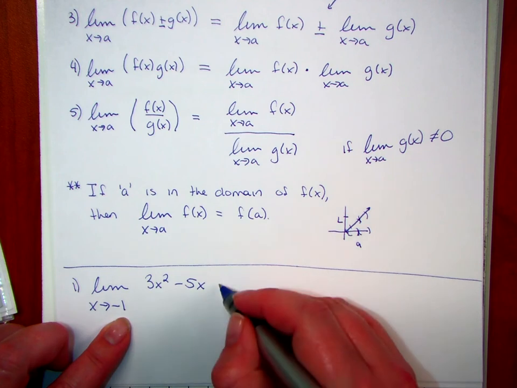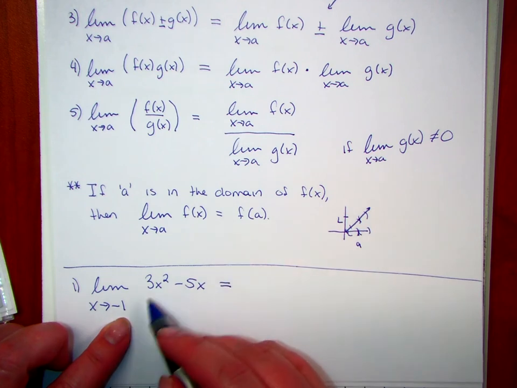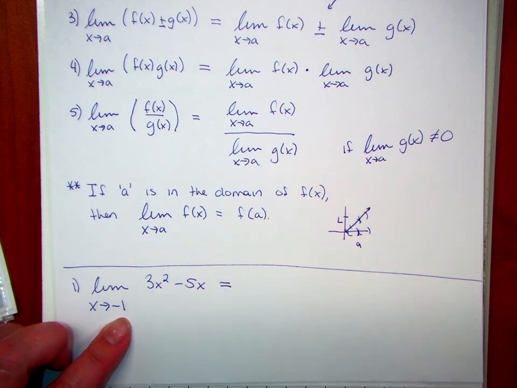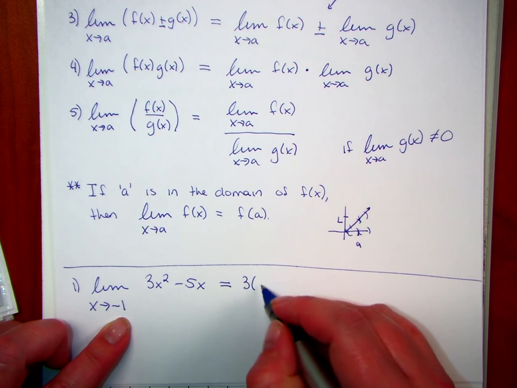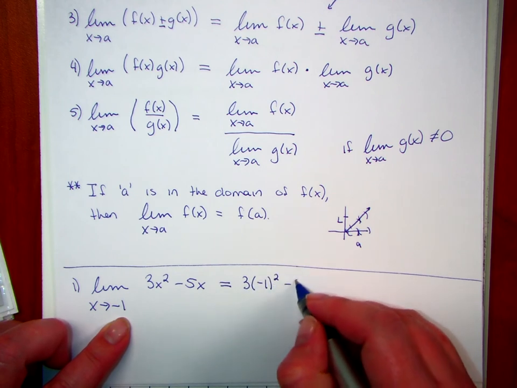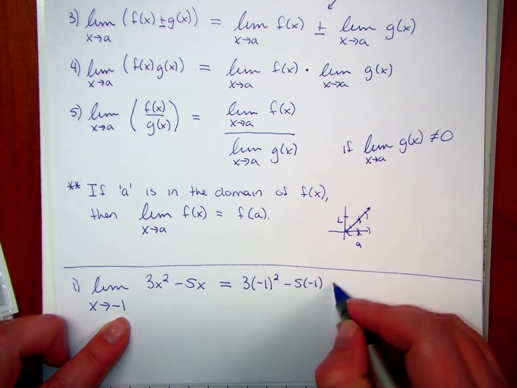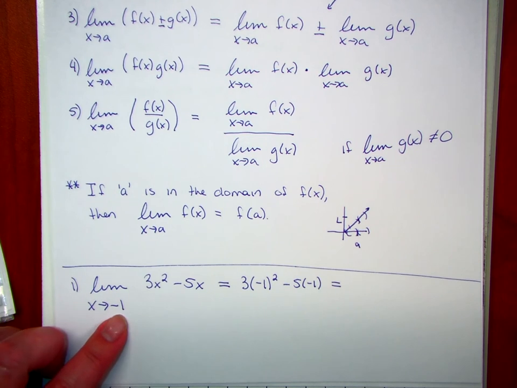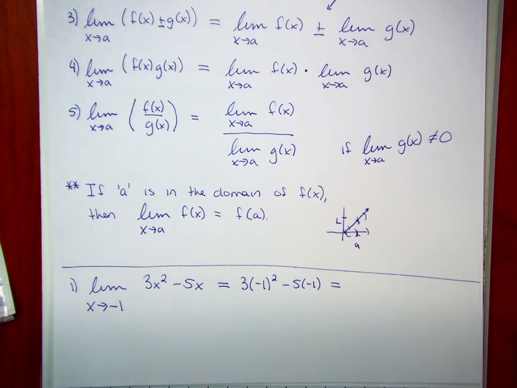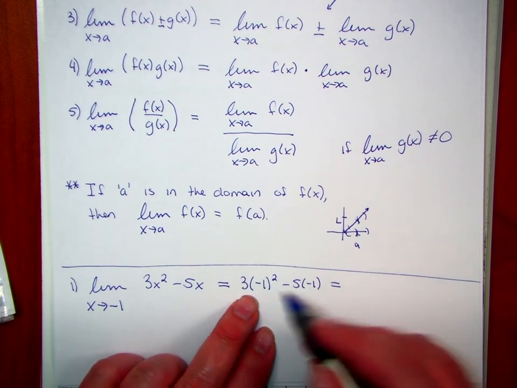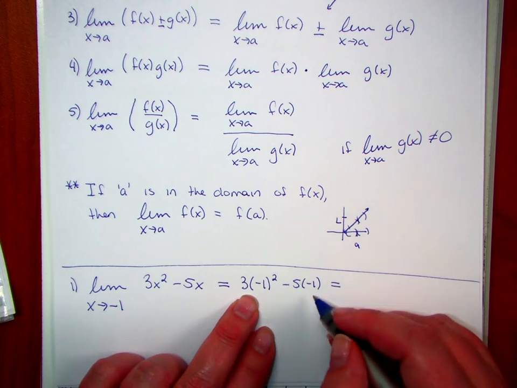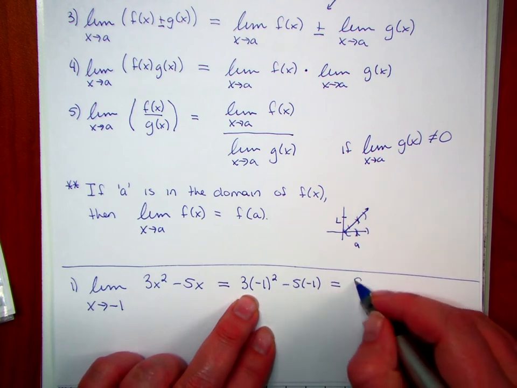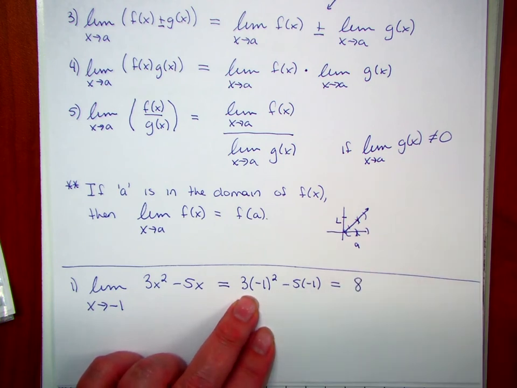So if I wanted to evaluate this limit, I can just plug -1 into the function. So I'm going to get 3 times -1 squared minus 5 times -1. So if a is in the domain, you just plug it in. We're going to get a limit value here of 3 plus 5, which is 8.